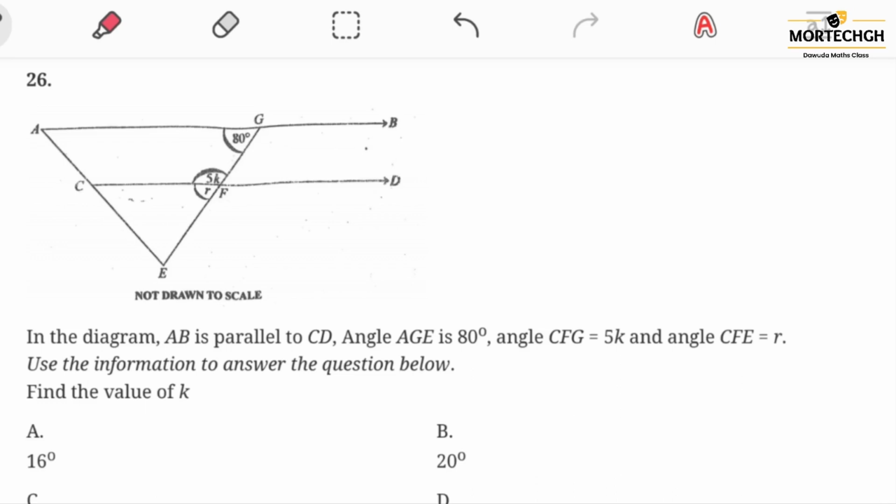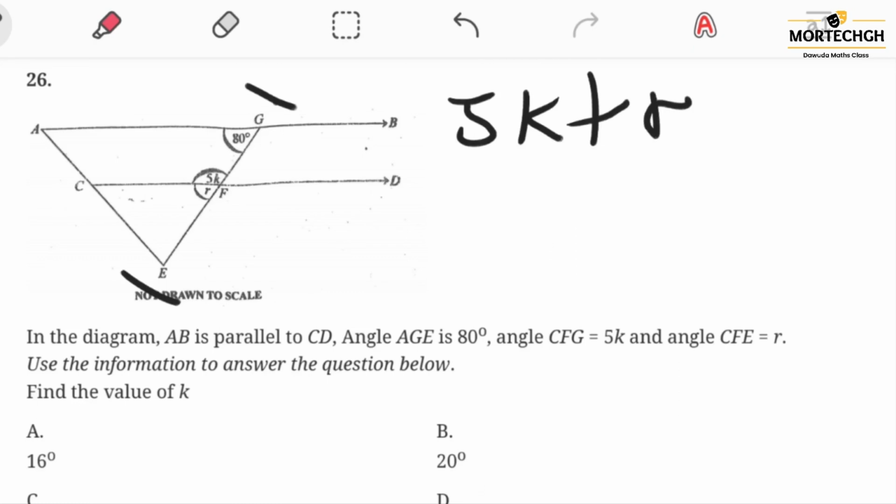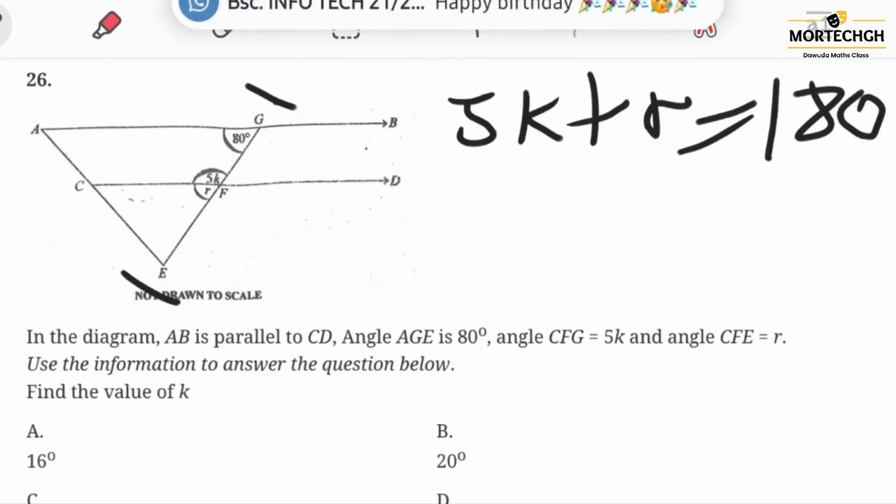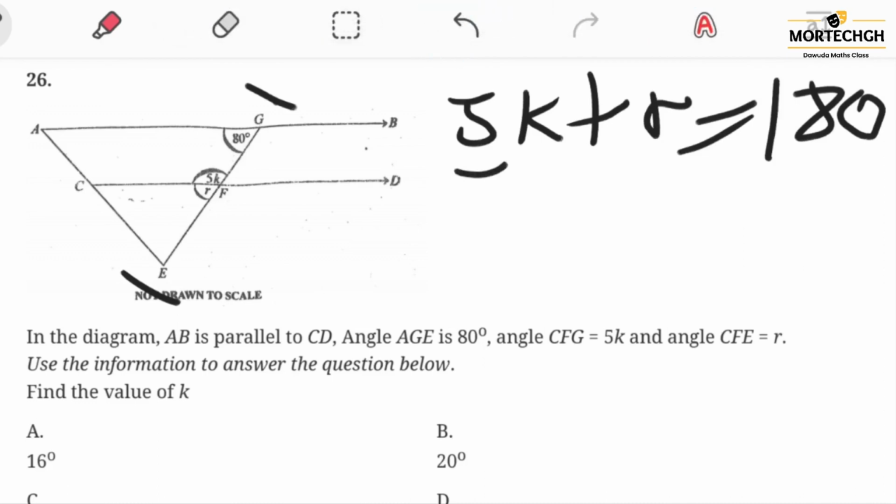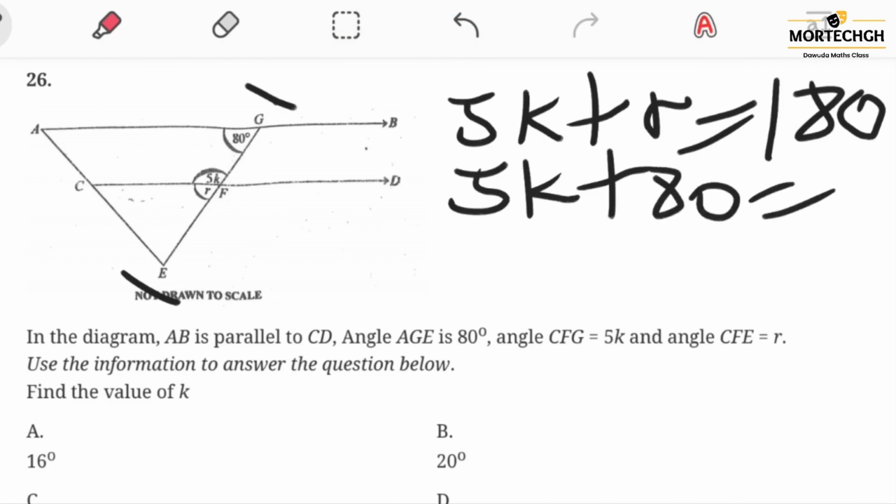Consider line EG. We have R and 5K on the line. An angle on a straight line gives you 180 degrees. So you have 5K, that's the angle on it, plus R, to be equal to 180 degrees, because angles on a straight line form 180 degrees. But we know angle R to be equal to 80 degrees. So we now have 5K plus 80 equal to 180 degrees.